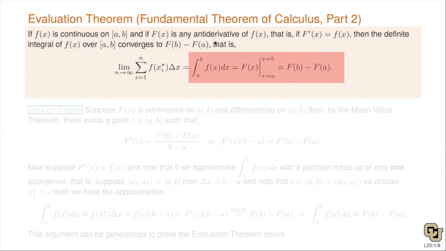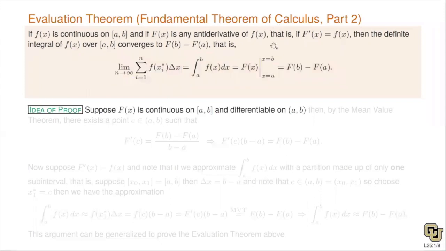And what you should see here, how this is helpful, is we no longer have to calculate the integral using the limit definition. So now, if we know the antiderivative, we can skip the Riemann sums. So let me very quickly show you the idea of the proof, not the proof, but just the idea of the proof. I want you to see where the mean value theorem comes into play.